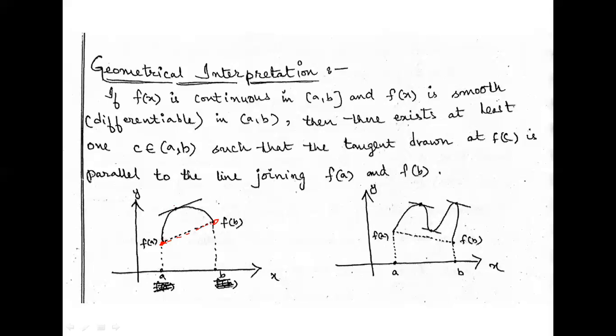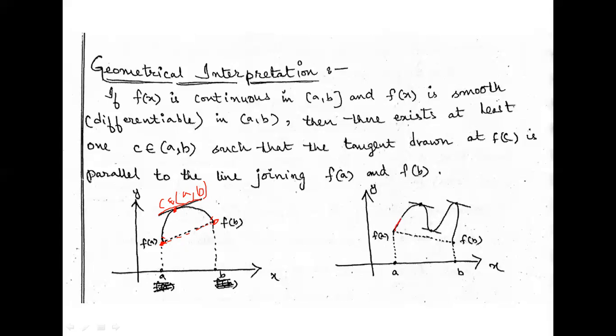On this graph there is one point c belonging to the open interval a comma b. Open interval means it will start from here and end at here. There's one point, and at this point, if you draw a tangent, it will be parallel to the line you get if you join these two points, f of a and f of b. Understood?